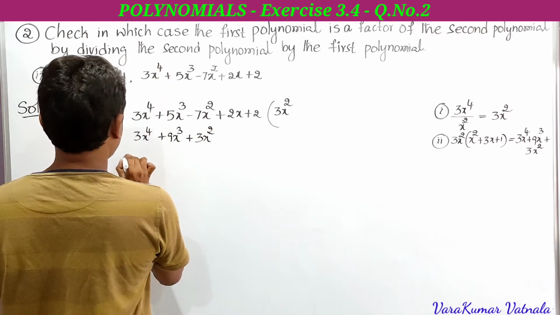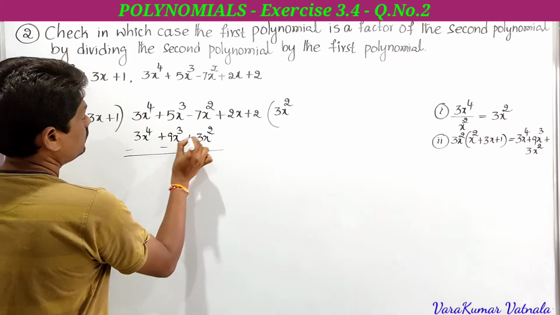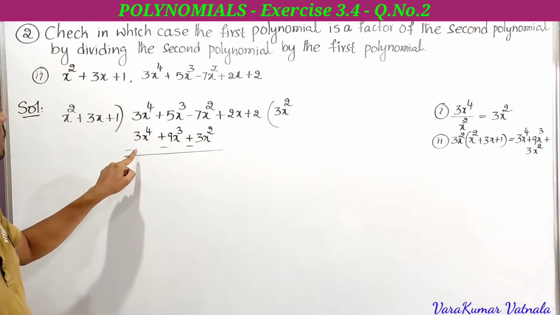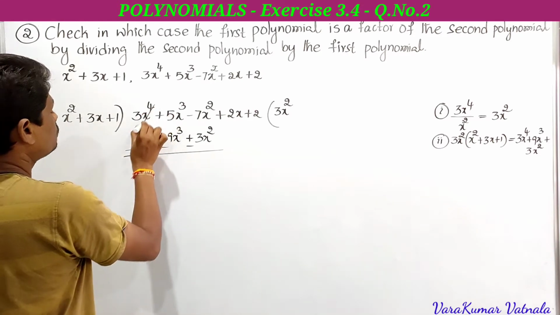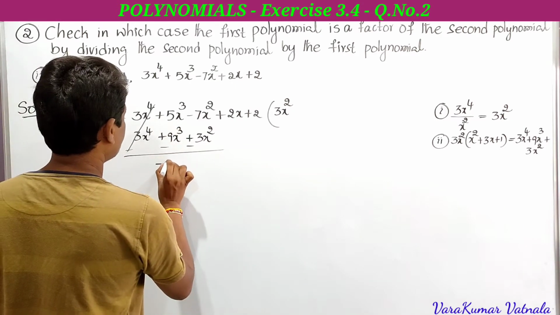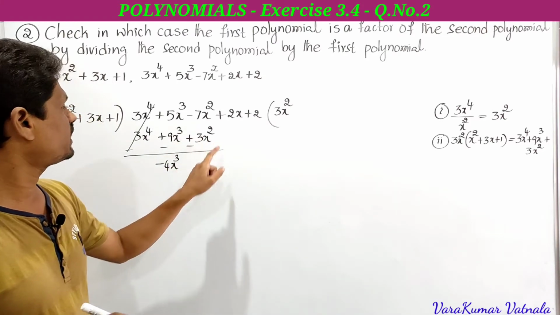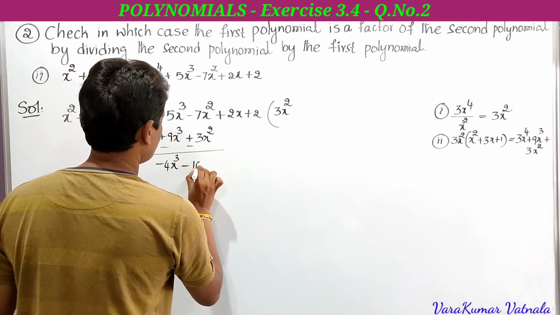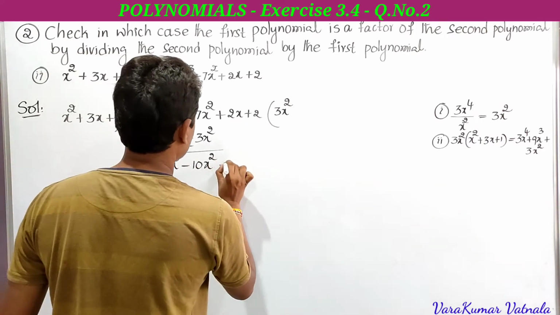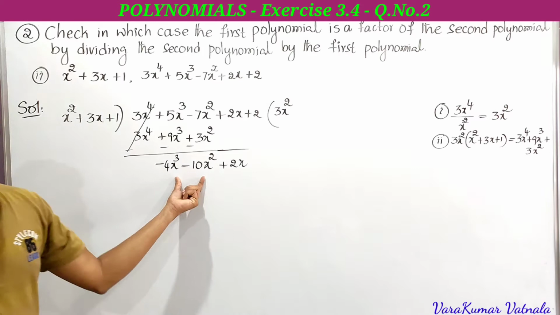Now, how to subtract. Here each plus becomes minus. So 3x to the power 4 minus 3x to the power 4, these two get cancelled. 5x cube minus 9x cube, we get minus 4x cube. Minus 7x square minus 3x square, we get minus 10x square. Next take the next term, it is plus 2x. So take 2x.